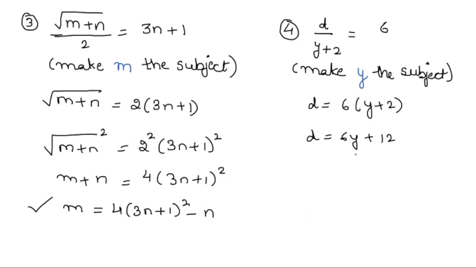I want y again. So what I do is, I send it to this side and I get d minus 12 is equal to 6y. Lastly, I transpose this 6 to that side, since 6 is multiplying here, that side it will divide and I get d minus 12 by 6 is equal to y. So here I get y as the subject of this formula. You can also flip it and write it as y is equal to d minus 12 by 6.